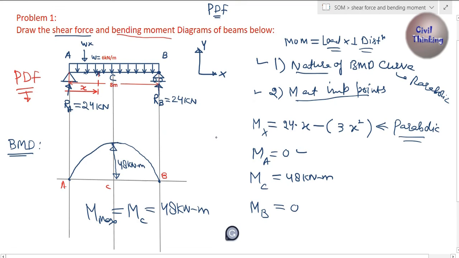So here we found the steps of how to find the shear force diagram and bending moment diagram numerically. The first important step is the nature of the bending moment diagram or the shear force diagram, and also the bending moment or shear force at important points. Once you know the nature and the bending moment or the shear force at a few important or critical points, you are going to draw the shear force diagram or bending moment diagram of any beam very easily.